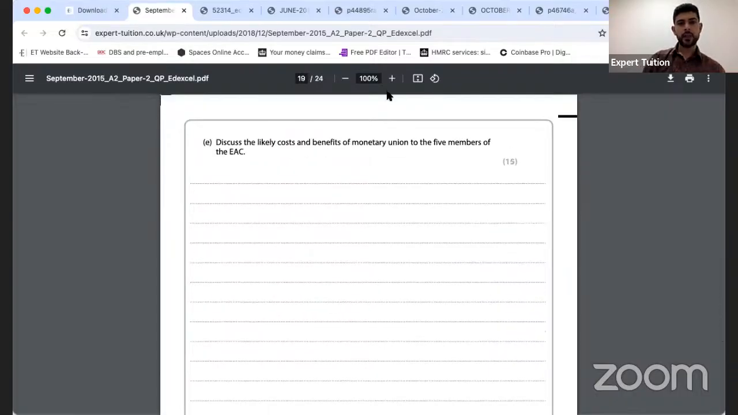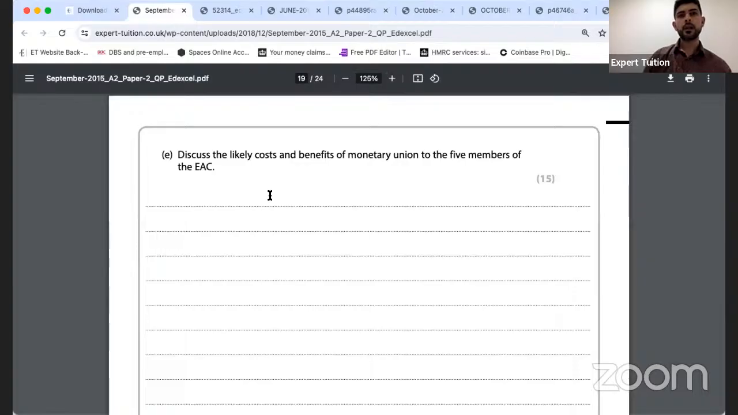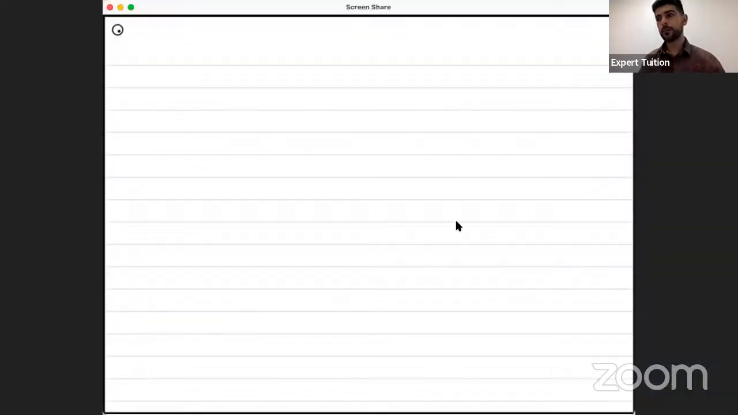Here it is. And the 15 marker is this. Discuss the likely costs and benefits of monetary union to the 5 members of the EAC. In the same way, the question could be asked: evaluate or discuss the benefits and costs to Croatia of joining the Eurozone. Are you guys ready? Let's deal with it. I'm going to share my screen and we're going to write the best essay that's ever been written in the history of man. Right, let's deal with it.